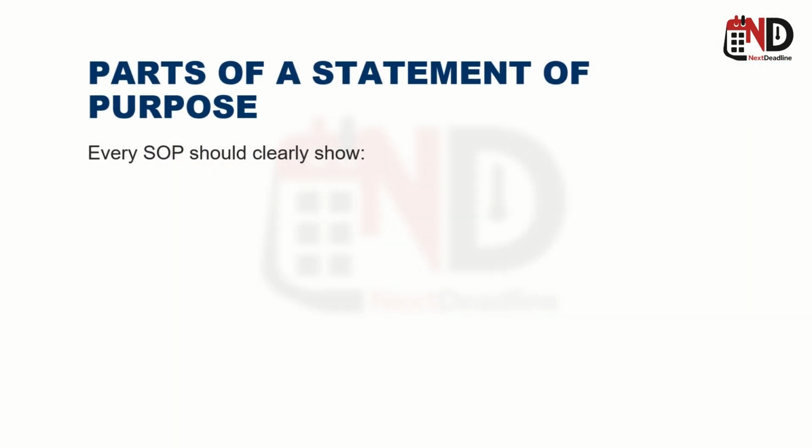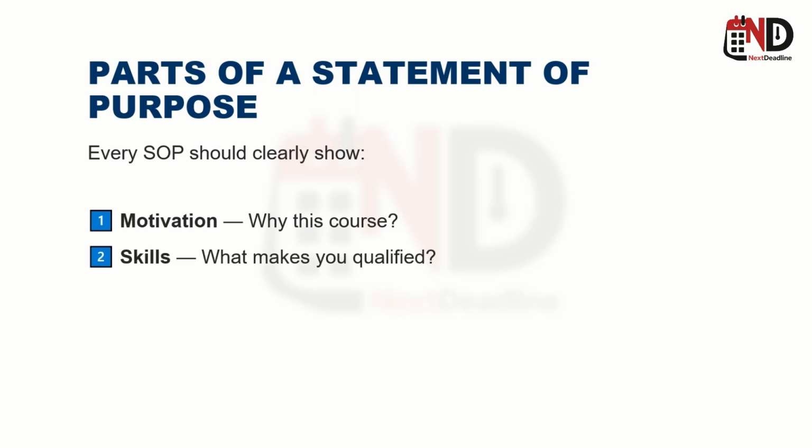Okay, so let's look at part of a statement of purpose. Your SOP must clearly show these 4 things I'm about to show you. It must show your motivation, that you're motivated. Why are you applying for this course? Why this course? It must also show your skills. What makes you qualified for this particular course you are applying for?